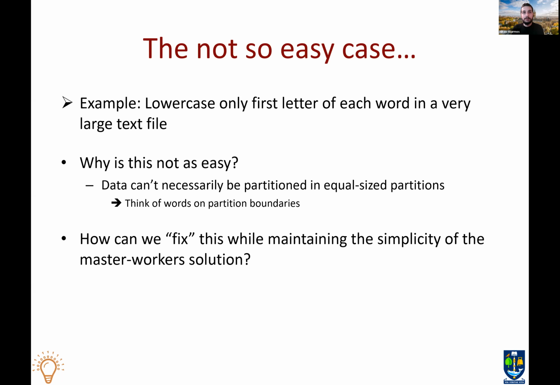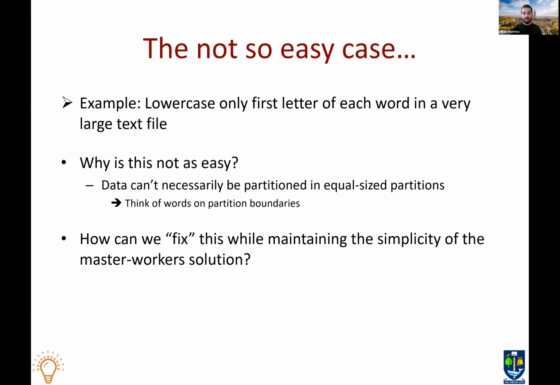So someone says, why not split to an equal number of words in this partition? That's an excellent suggestion. So this addresses this. How can we fix this while maintaining the simplicity of the master worker solution? Let's split to an equal number of words, or actually not exactly equal number of words. Let's discuss that. Equal number of words might lead to an unbalanced partitioning, because some partition could be a lucky partition and have small words, and some other partition could be an unlucky partition and have big words. And then the two partitions would be of unequal size.